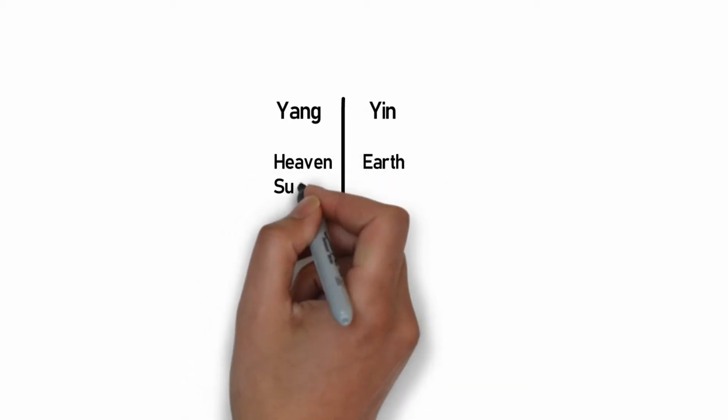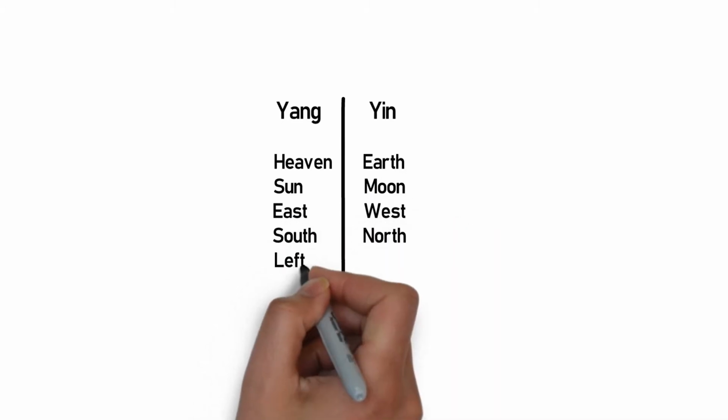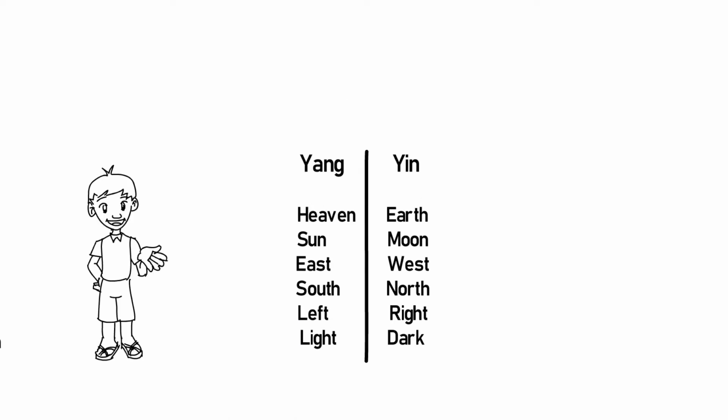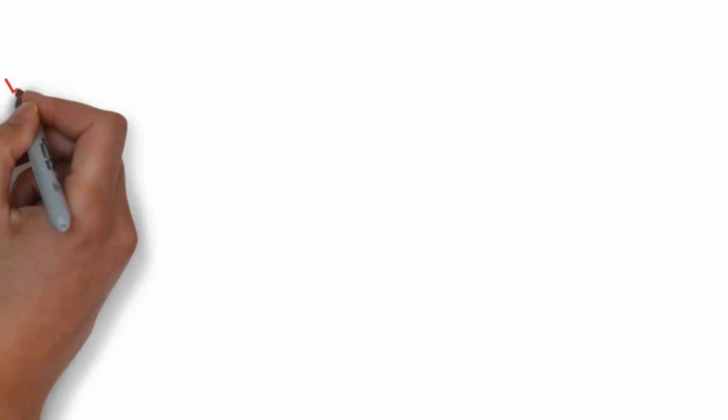We also have some basic Yin and Yang correspondences: heaven and earth, sun and moon, east and west, south and north, left and right, light and dark. And all the basic correspondences are also relative to each other. Every time we think of Yin and Yang, we also need to think in terms of relation. Relation to what? In relation to what? Compared to what? So Yin and Yang is also relative.